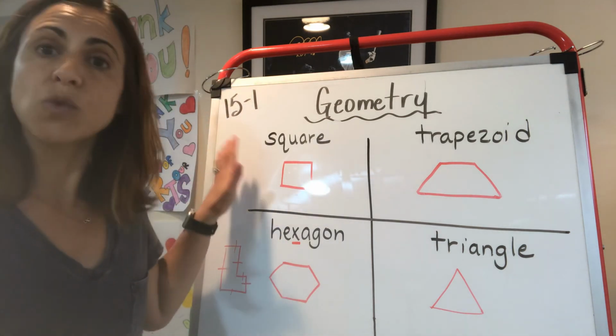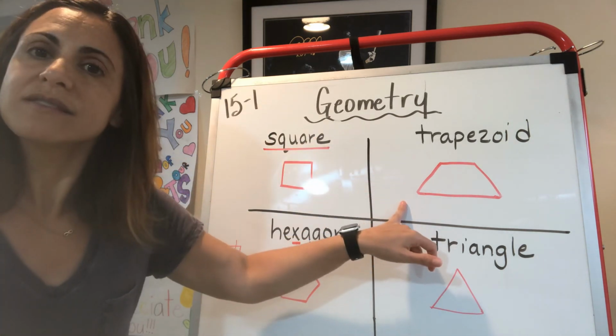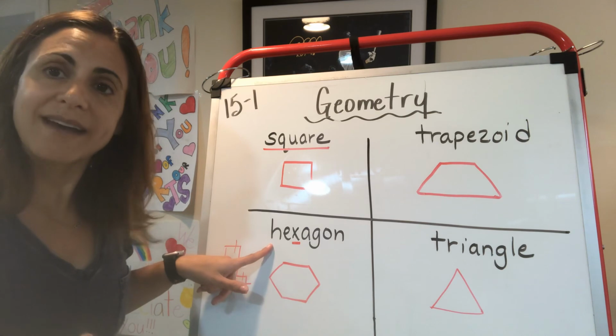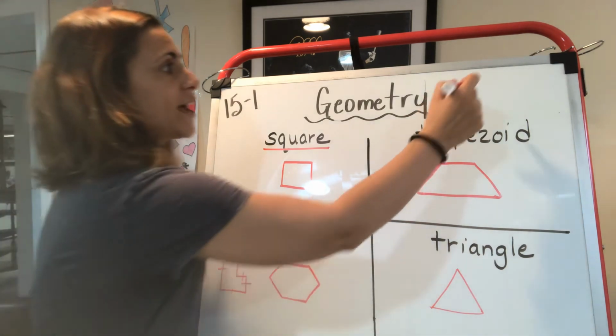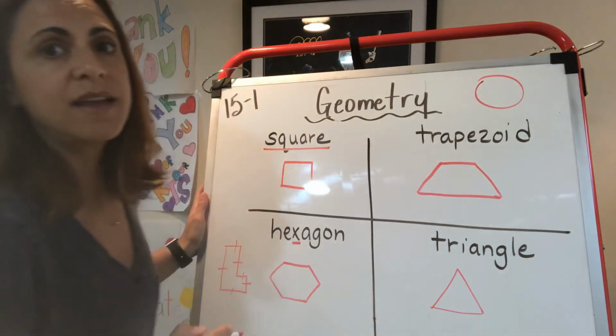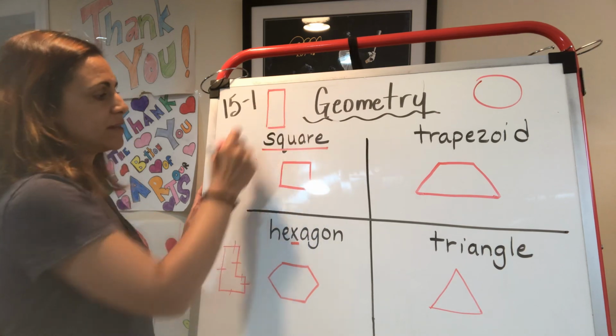Try to use squares. Try to use trapezoids. Try to use hexagons. Also triangles. And of course, don't forget your circle and your rectangle. Remember, rectangle has 2 longer sides and 2 shorter sides. It could go this way, it could go this way.